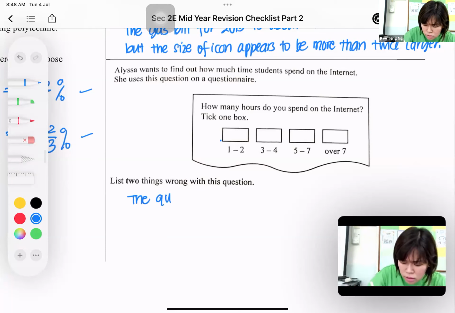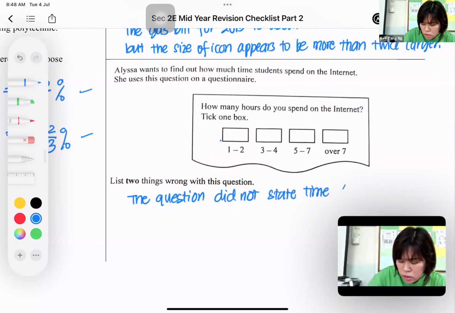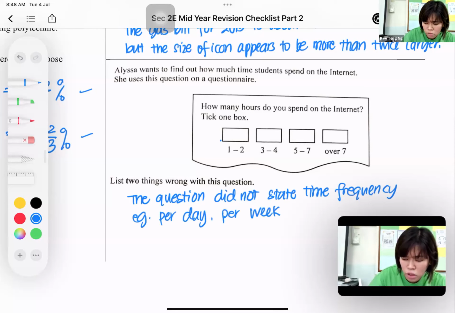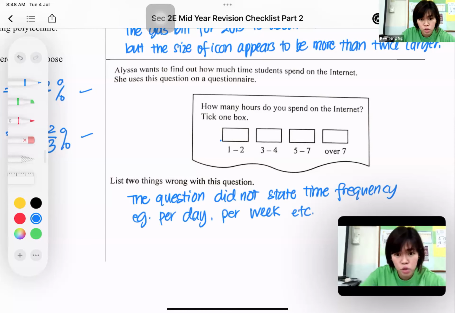The question did not state the time frequency. Example, per day, per month, or per week, etc. Right? So do give an example to clarify your answers.